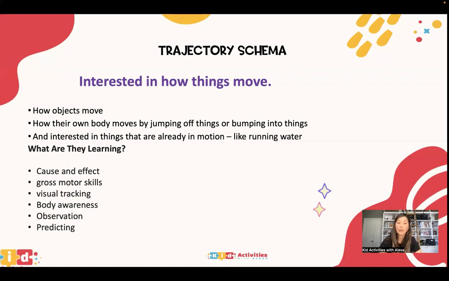And they're working on predicting. That's why they do it over and over, because they're thinking, if I throw this farther out, I think it's going to hit the tree. Or, oh, but this one feels a little bit different. This ball is a little bit heavier. If I throw it at the same speed or the same strength, is it going to reach the tree?